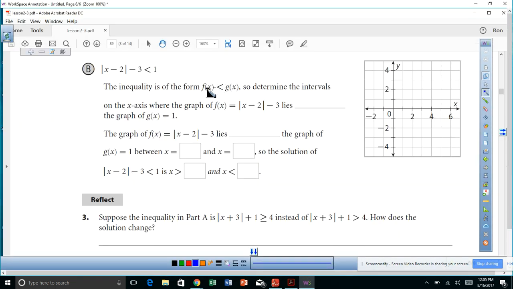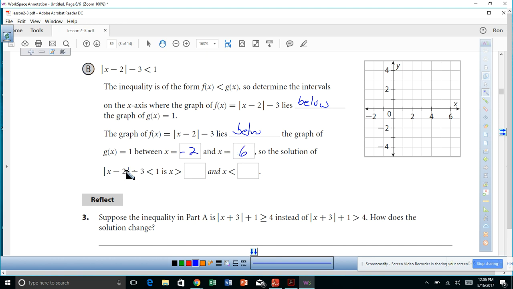The inequality is in the form f of x is less than g of x. So determine the intervals on the x-axis where the graph of f of x equals the absolute value of x minus 2 minus 3 lies below the graph of g of x equals 1. The graph of f of x equals the absolute value of x minus 2 minus 3 lies below the graph of g of x equals 1 between x equals -2 and x equals 6.